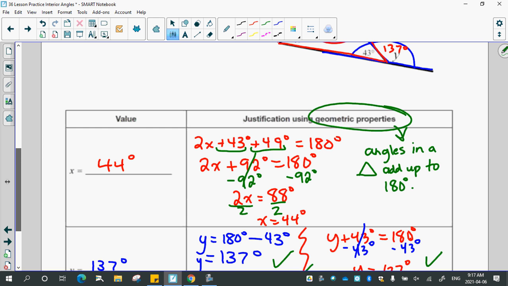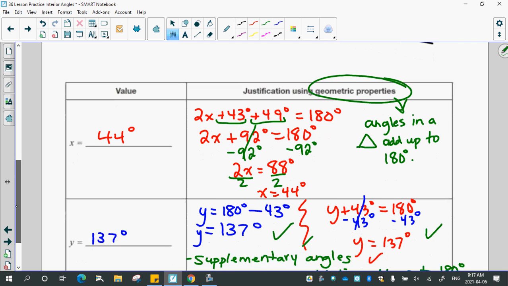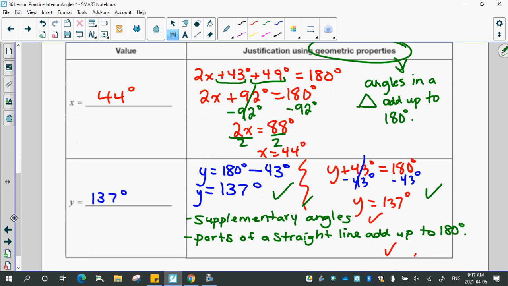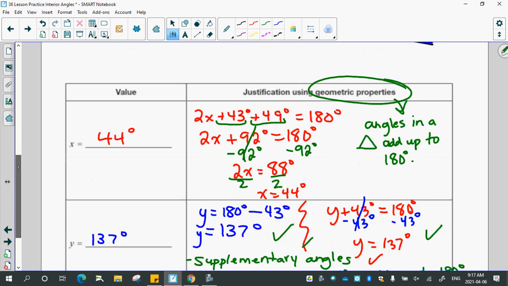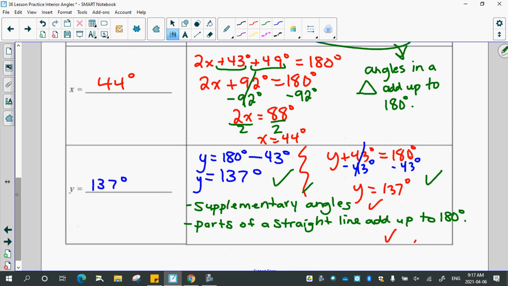So a question like this would probably be out of 8, 4 for each angle. You have to show your work, say which geometric property you used to make it work, and then put your answer in the chart. Sometimes it would be out of 7, there'll be a harder angle and an easier one. Okay.